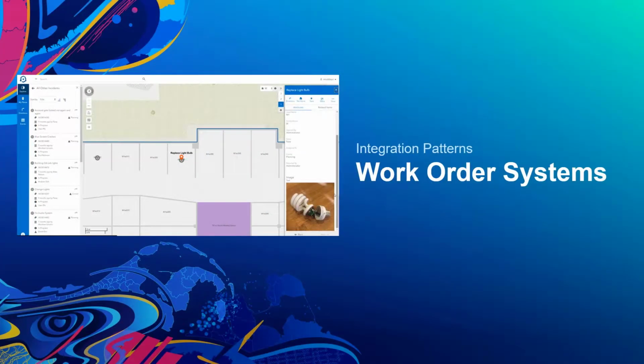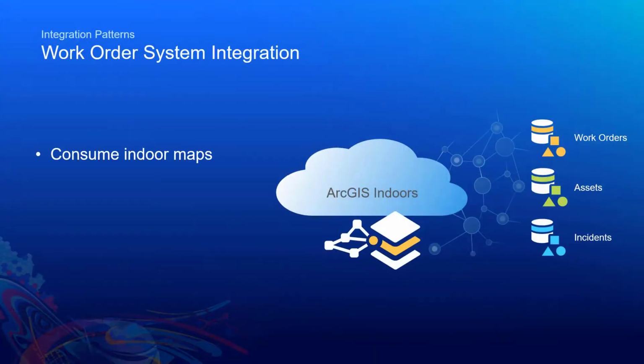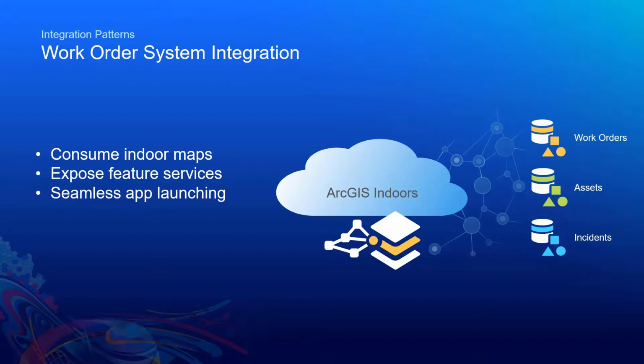We've looked at some simple examples, but when ArcGIS Indoors is integrated with professional work order management or incident tracking systems like CityWorks or ServiceNow, managers and service technicians share a common operational picture of critical incidents for faster response times and more efficient workforce management. When fully integrated, these systems can consume floor-aware indoor maps, expose work order or incident data as feature services, and give technicians a seamless experience moving between ArcGIS Indoors and the other operational systems the technicians use as part of their daily work.